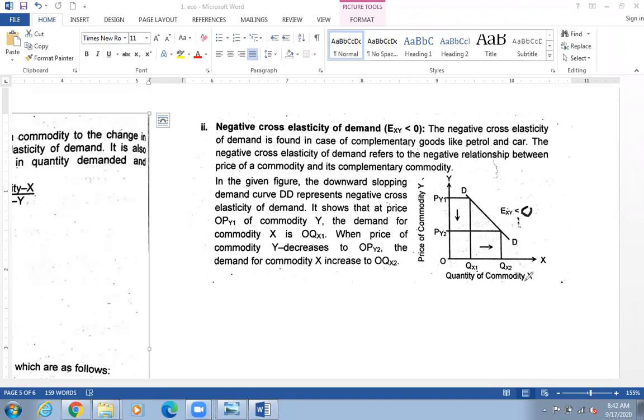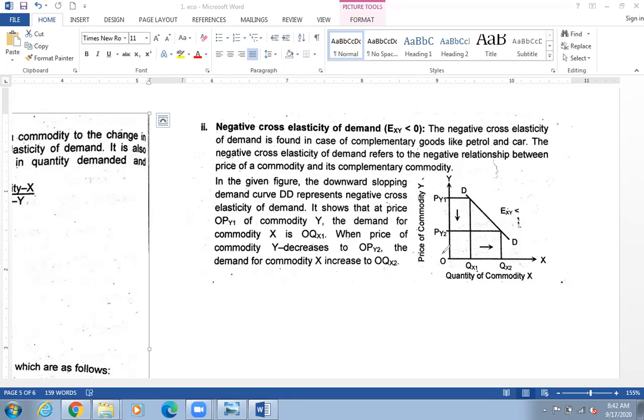Zero is missing over here. Okay, so make it 0. Got it? So in this way, we can explain this figure also. The figure can be explained by yourself, but this definition, you need to know what you mean by this one. If it is a negative slope, this means a negative relation. If it is sloping upward, this means that it is the positive cross elasticity of demand. Is that okay?